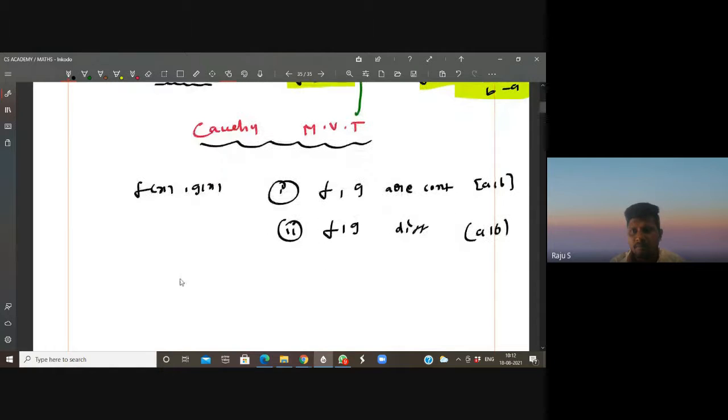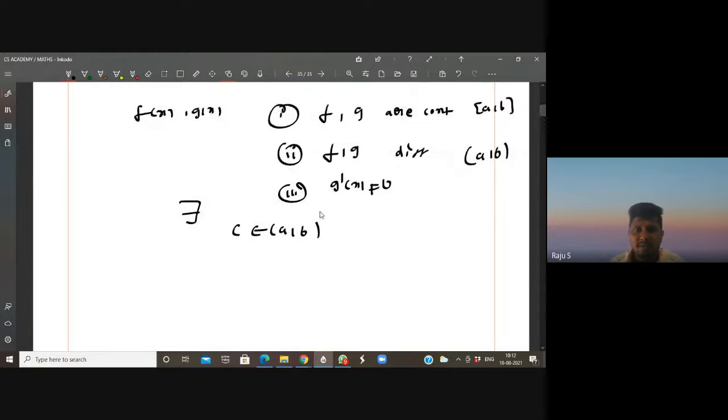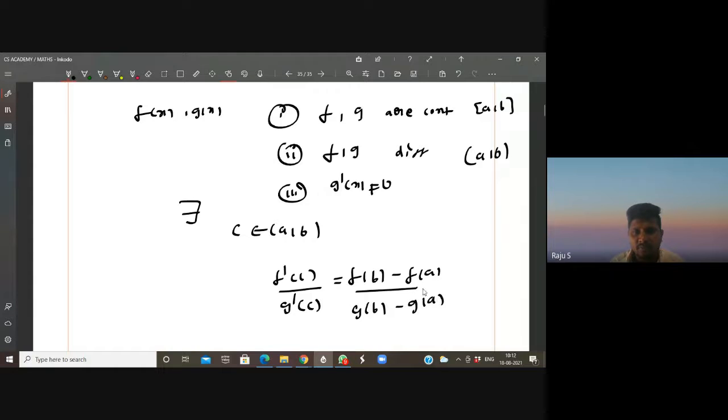Same, there exists a point, and the third point is that g dash of x is not equal to 0. There exists a point c in open interval a comma b. If you remember one statement, all remaining statements are the same: continuous, differentiable, and such that f dash of c by g dash of c is equal to f of b minus f of a by g of b minus g of a.